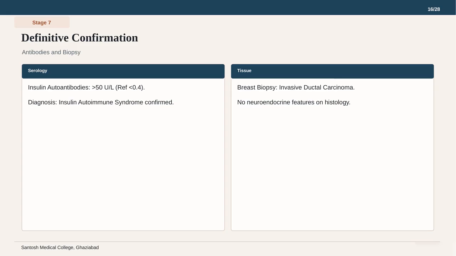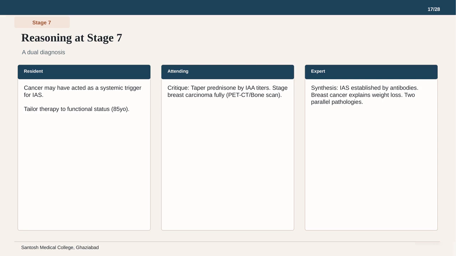Let us explore how these two distinct pathologies might actually be connected. Notice the final synthesis from our team in these three columns. The resident on the left suggests the newly discovered breast cancer may have acted as a systemic immune trigger for the insulin autoimmune syndrome. They emphasize tailoring the upcoming therapy to her functional status as an 85-year-old.